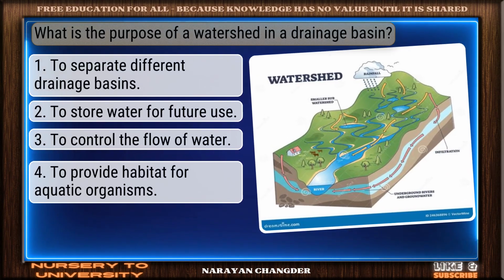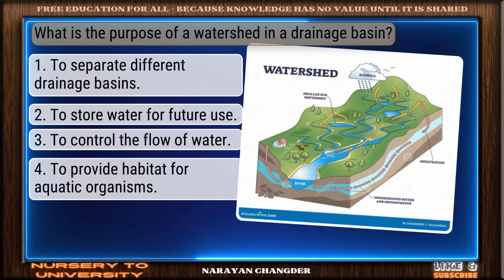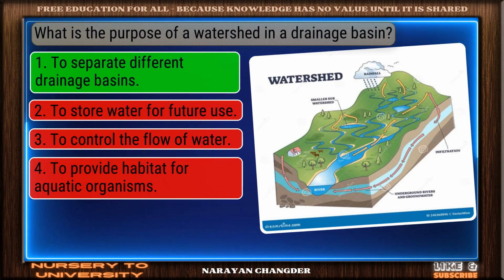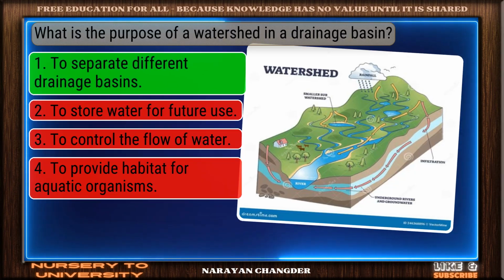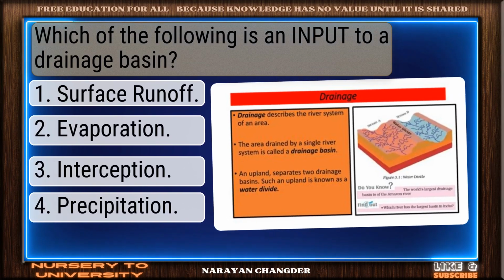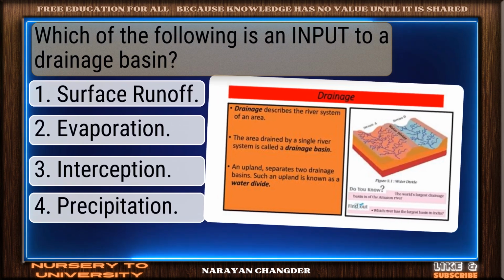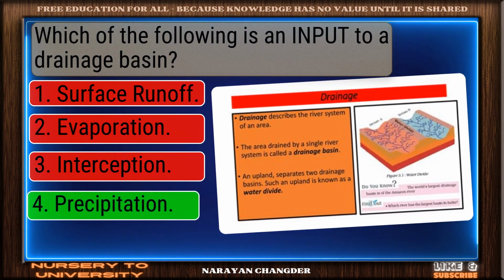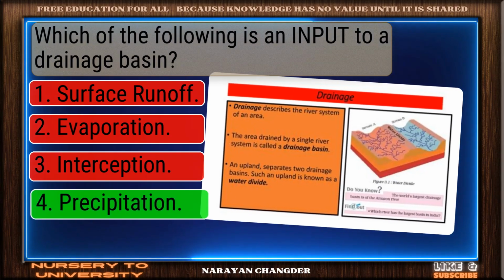What is the purpose of a watershed in a drainage basin? Sharp thinking. To separate different drainage basins is the right choice. Which of the following is an input to a drainage basin? Well picked. Precipitation is the correct answer.